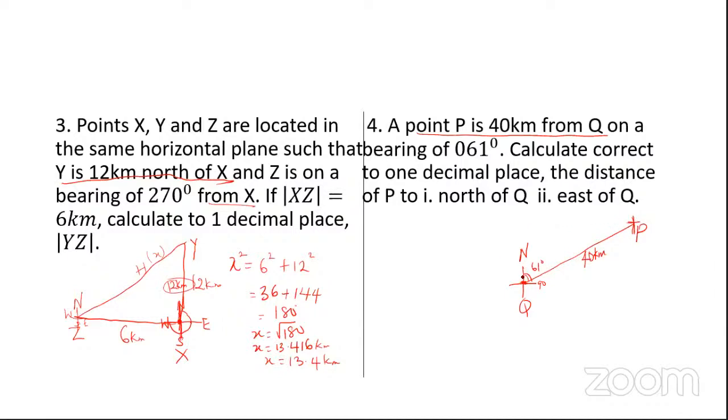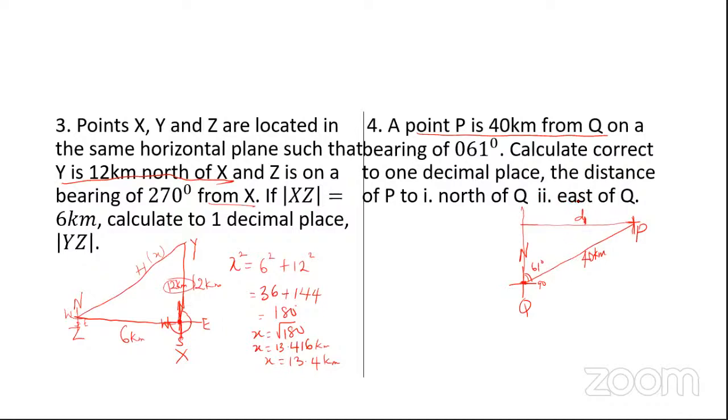North of Q, this is north of Q. Anywhere here is the north of Q. So they want us to find a direct distance from P to the north of Q. So this is what they want. This particular distance is distance 1.